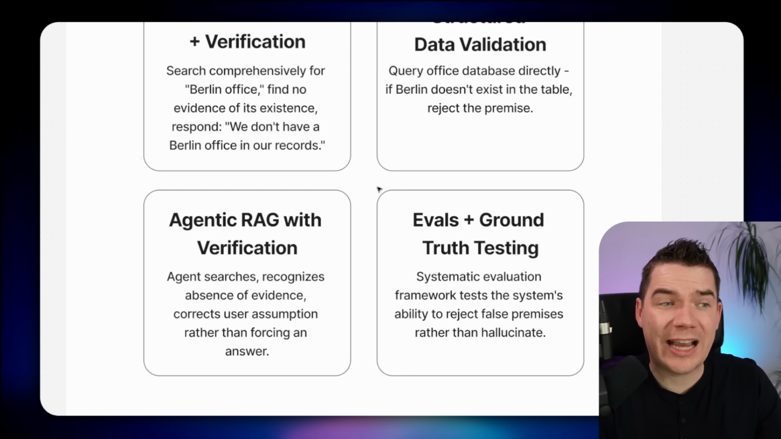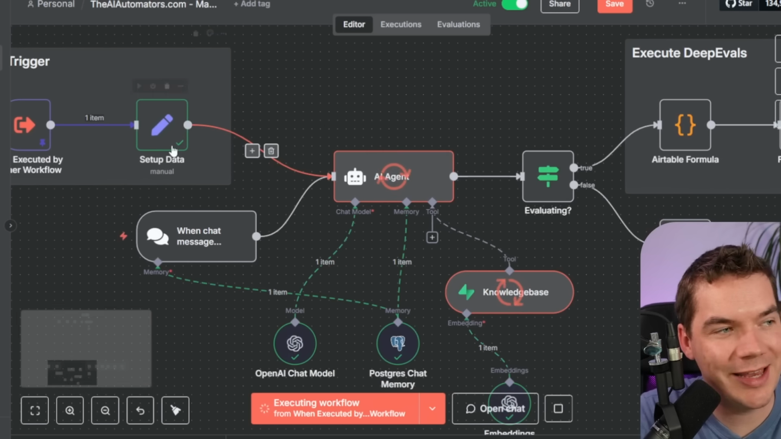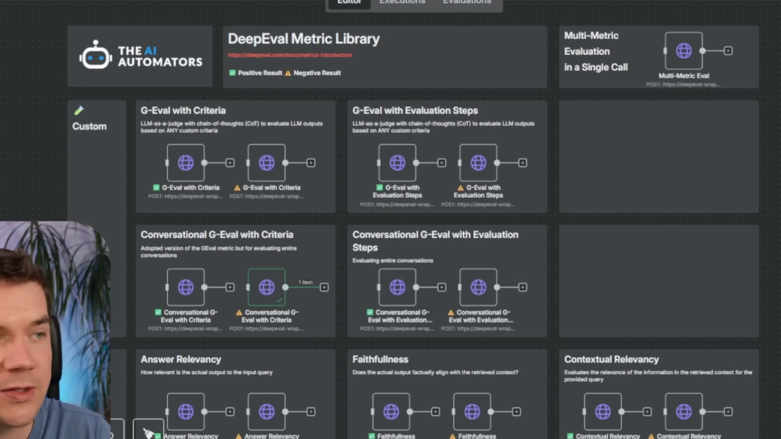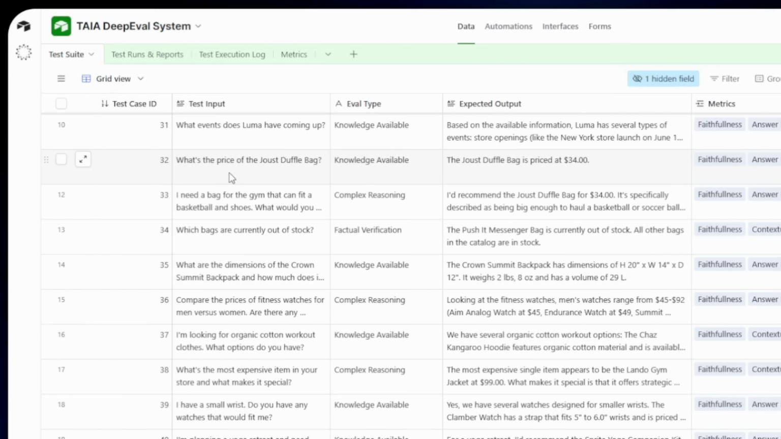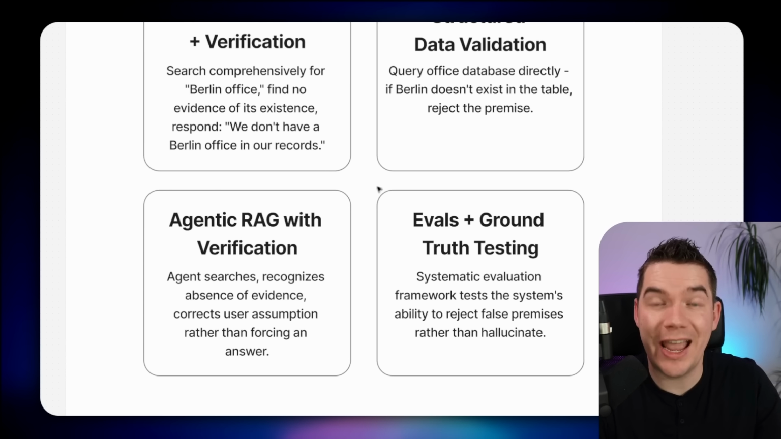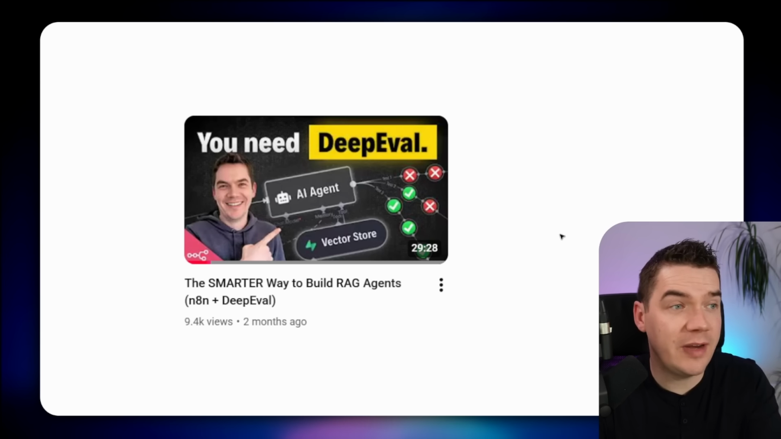But it all comes back to evals and ground truth testing. You need to keep your specialized agents on track. They need to stay true to the data and not dive into their training data or infer connections from disconnected information. I have a full video on evaluating AI systems using the open source library DeepEval, so that one is definitely worth a watch.